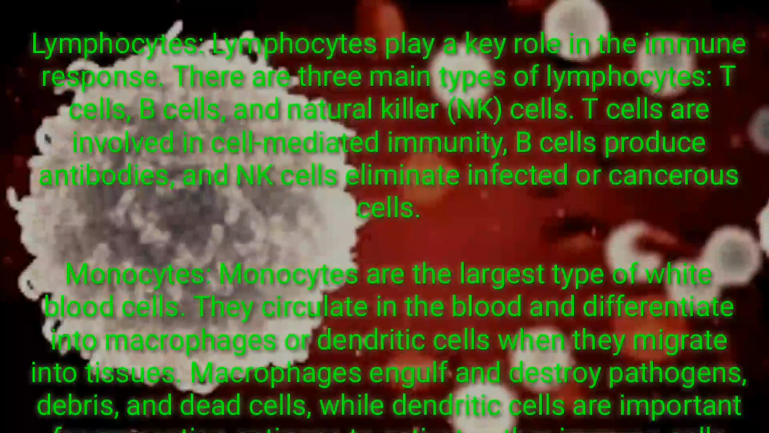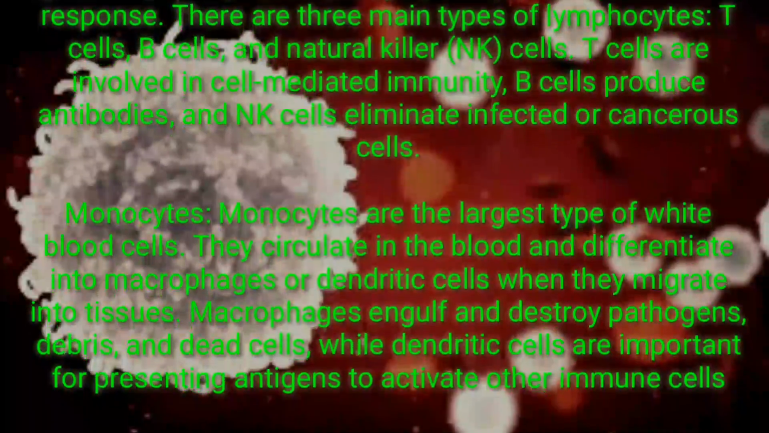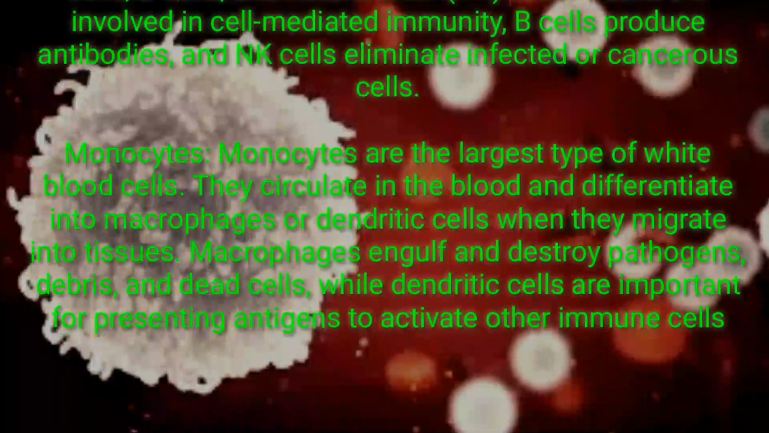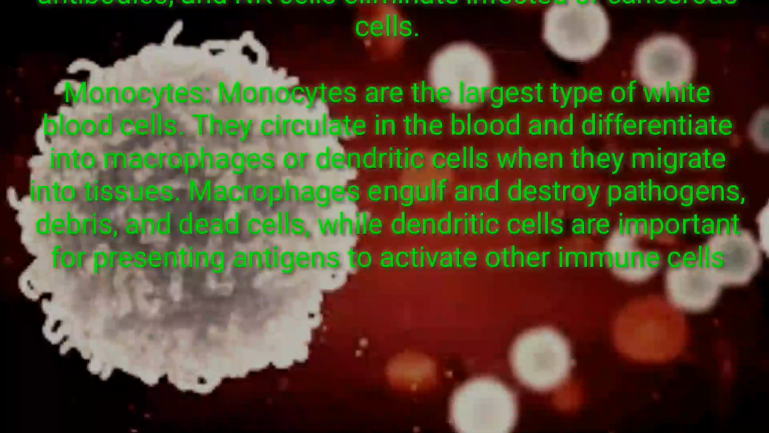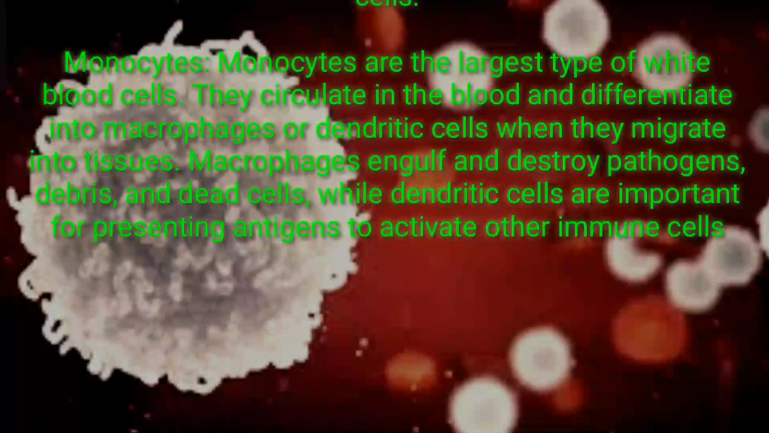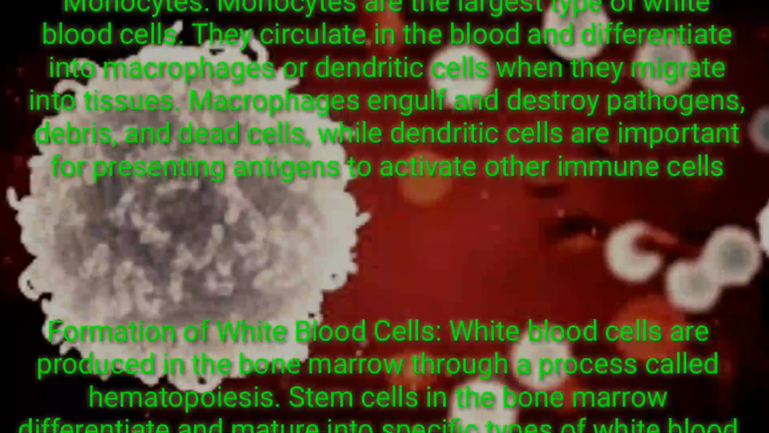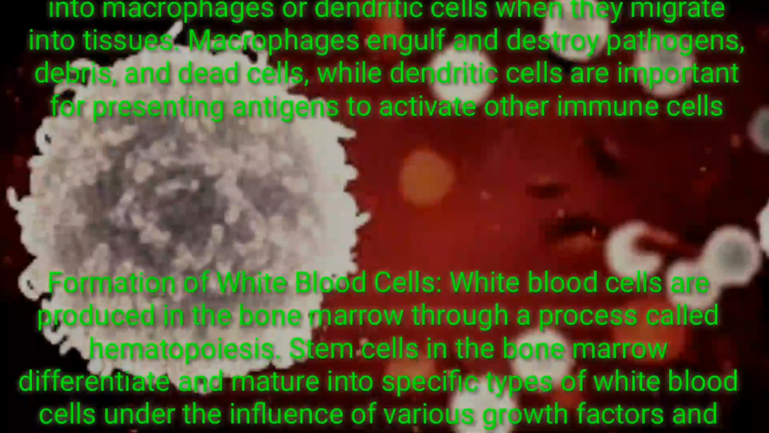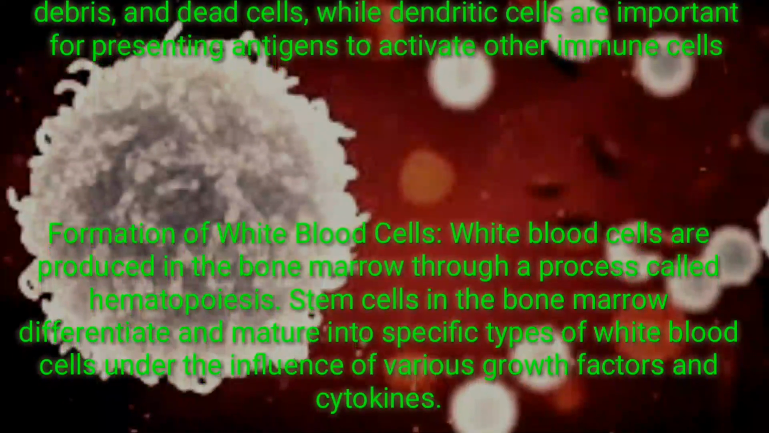Monocytes. Monocytes are the largest type of white blood cell. They circulate in the blood and differentiate into macrophages or dendritic cells when they migrate into tissue. Macrophages engulf and destroy pathogens, debris, and dead cells, while dendritic cells are important for presenting antigens to activate other immune cells.